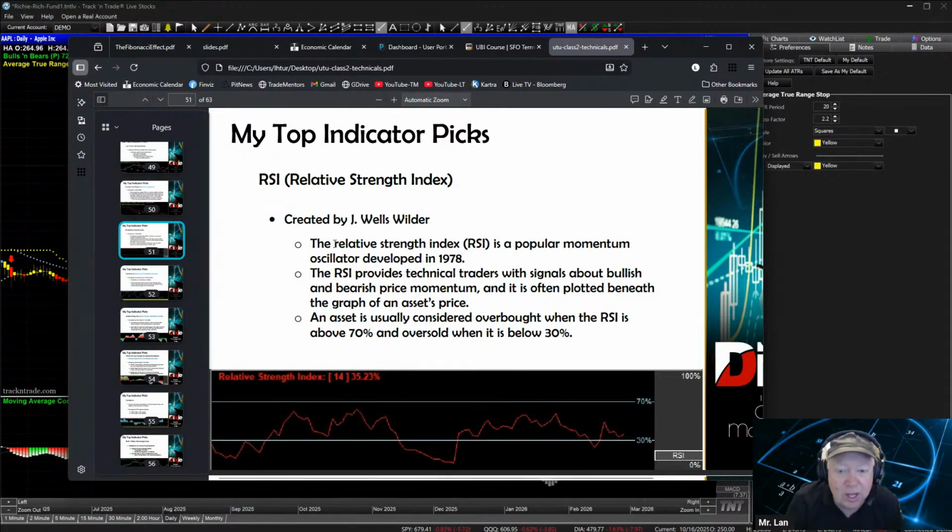So the RSI is the Relative Strength Index. It's a popular momentum oscillator developed in 1978. The RSI provides technical traders with signals about bullish and bearish price momentum, and it's often plotted beneath the graph of an asset's price. An asset is usually considered overbought when the RSI is above 70 and oversold when it's below 30. So it's basically the delta cone of probability.